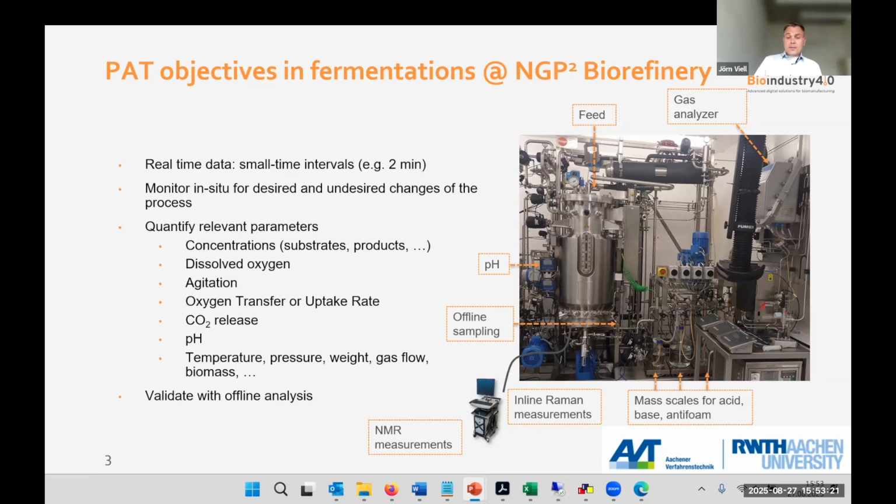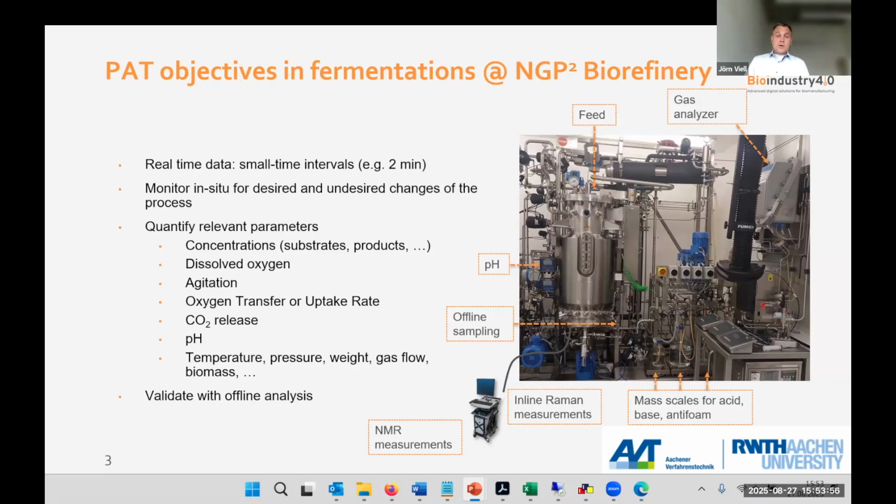But we also have the possibility to add inline spectroscopy, Raman in particular, in order to analyze the process for more than what we can derive from the standard analytical technique. The objective is, of course, to collect data in real time, in our case usually in the range of minutes, and monitor for desired and undesired changes, because we want to know in advance if the process doesn't go right.